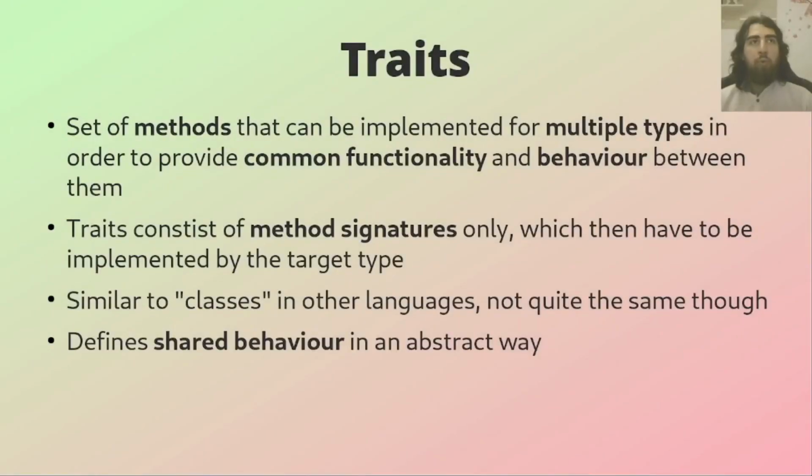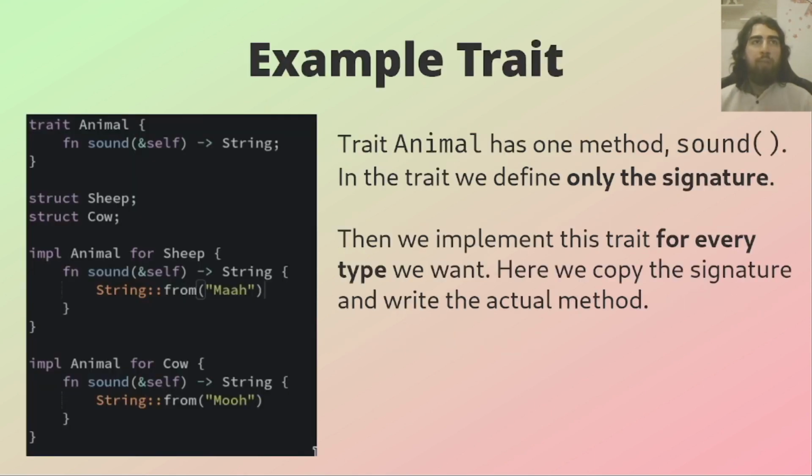We will now cover traits. So a trait is a set of methods that can be implemented for multiple types in order to provide common functionality and behavior between them. A trait consists only of method signatures, which then have to be implemented by the target type. It's similar to classes in other languages, but not quite the same. And it defines shared behavior in an abstract way. So let's see how that might look like.